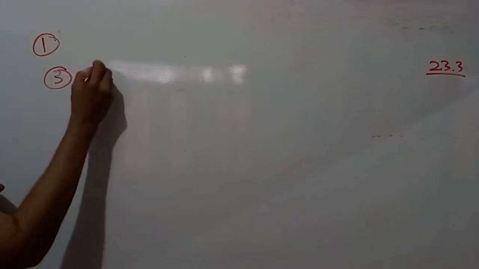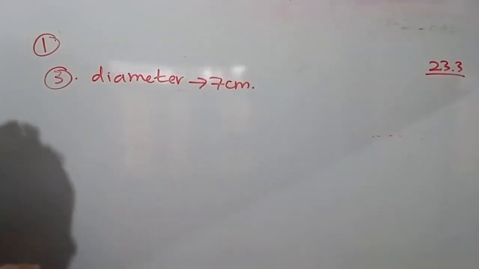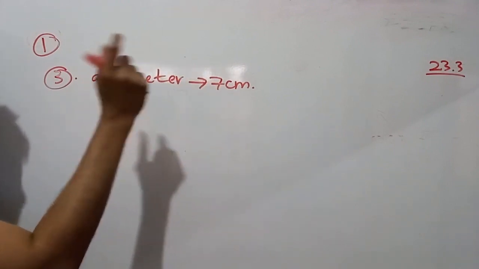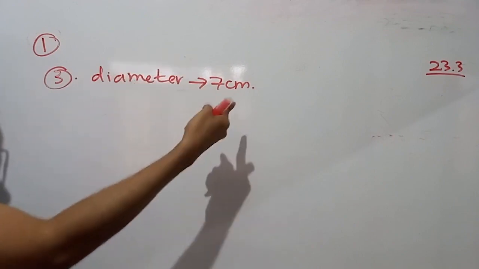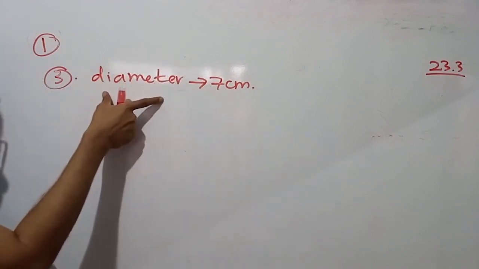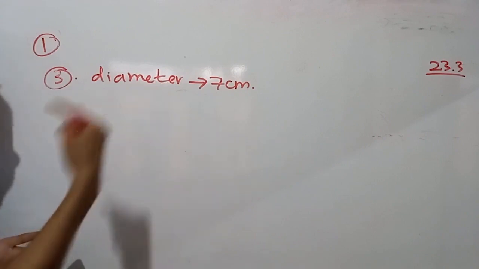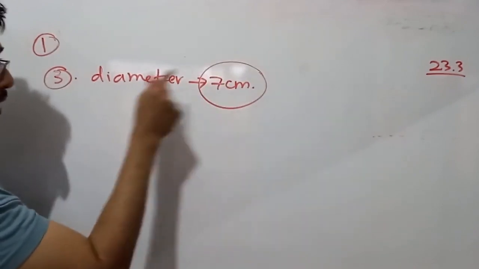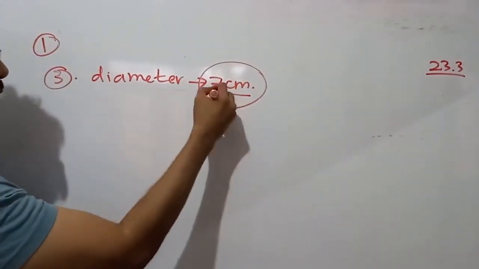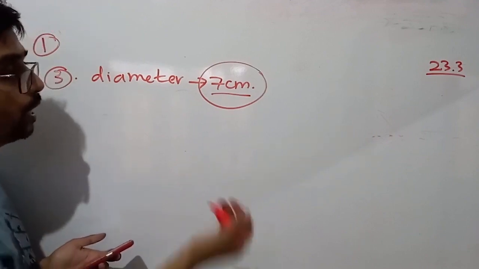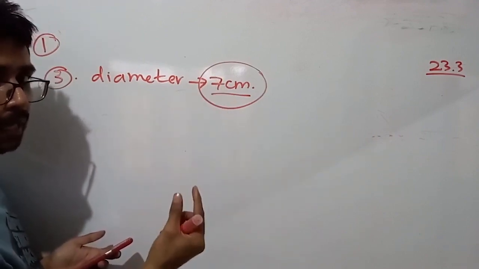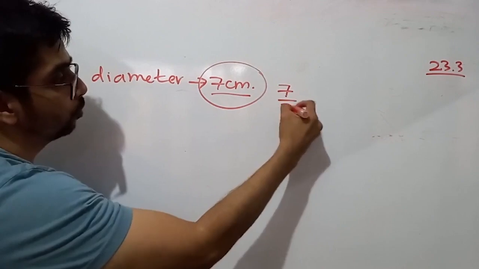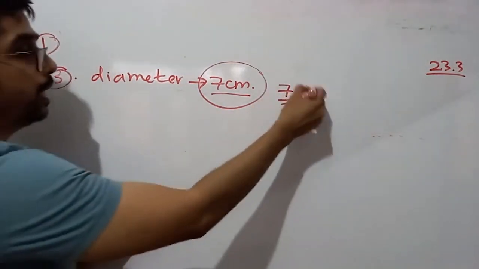So we have diameter 7 centimeters. Right? So we know the diameter is 2 times the radius. So here the value given to us is the diameter, so we have to take half of this. Rather than dividing 7 by 2, let's write it like this: 7 divided by 2. So this is the radius.